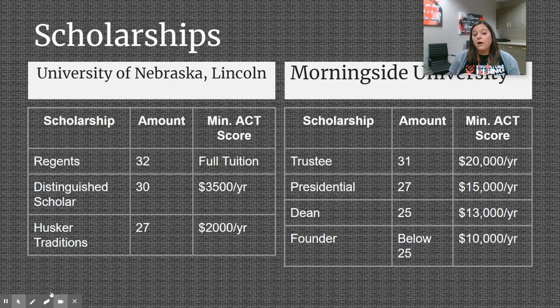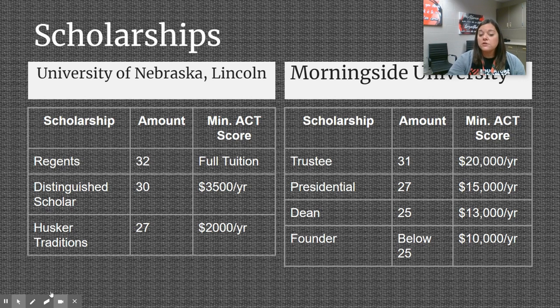For example, if you have a 32 on your ACT, at UNL, you can apply for the Regent Scholarship. It doesn't guarantee that you get it, but just to have the right to apply to that scholarship, you have to have a 32 on your ACT. And you can see that's a full tuition scholarship, so that's a pretty big deal. If you get a 30 on your ACT, you can apply for the Distinguished Scholar Scholarship, and 27 for the Husker Scholarship. You can see that the amount of the award decreases just a little bit based on those scholarship numbers. I also included Morningside University, formerly Morningside College's scholarship numbers.